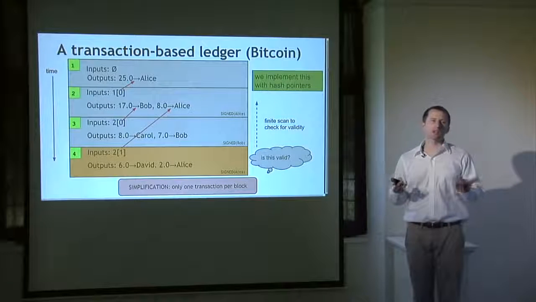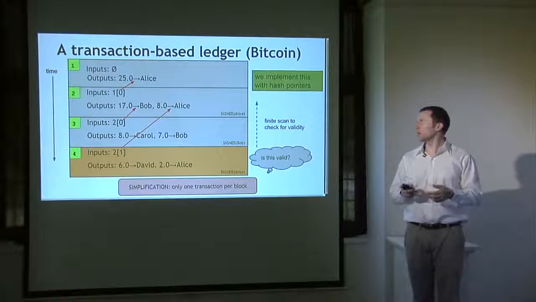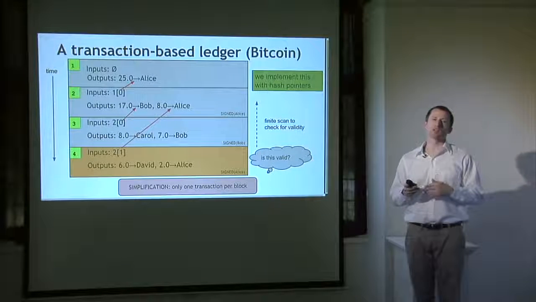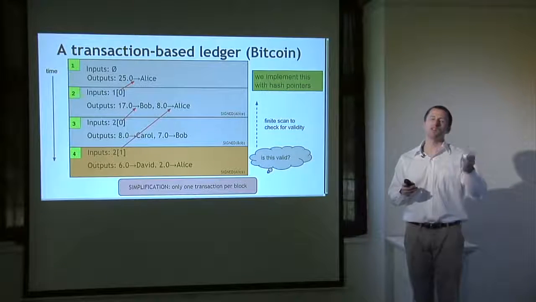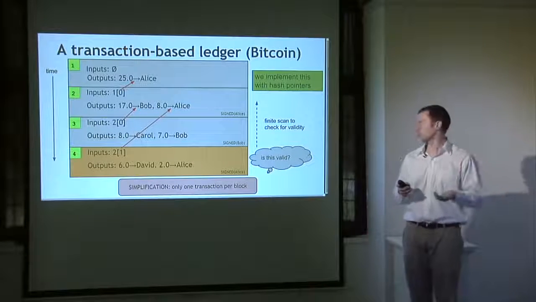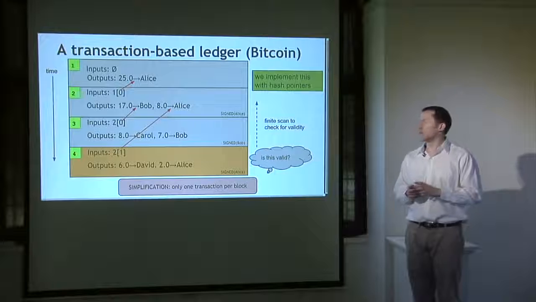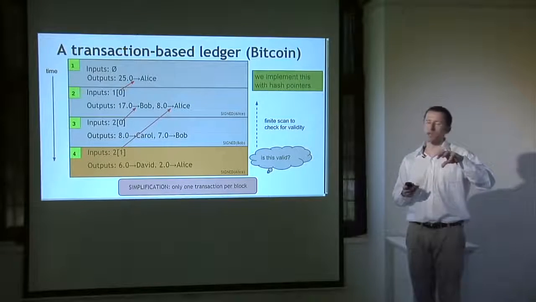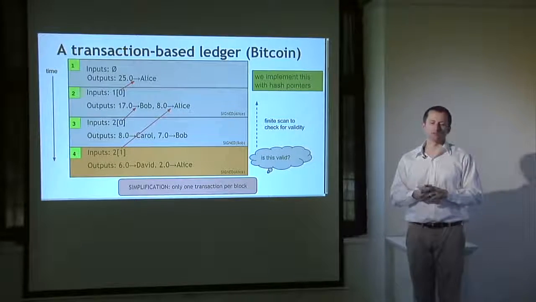And we implement this with hash pointers. So again, each transaction has a unique ID. In reality, they're not serial numbers like this. It's the hash of the block. And each transaction actually gets its specific ID as well, which is the hash of the transaction. And now it's basically just following one pointer to figure out whether or not there's enough money to cover the desired outputs in the new transaction.